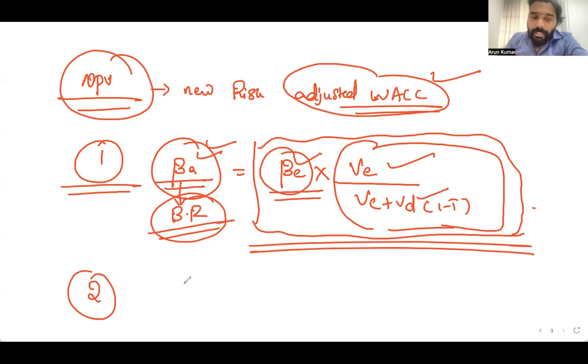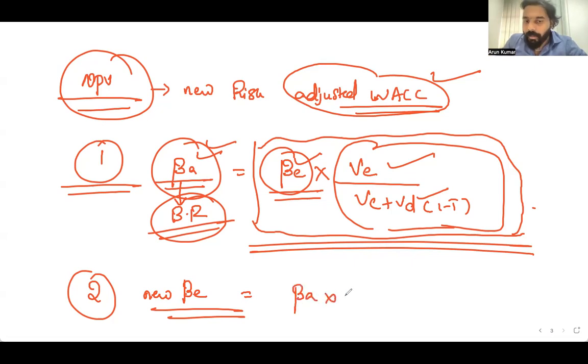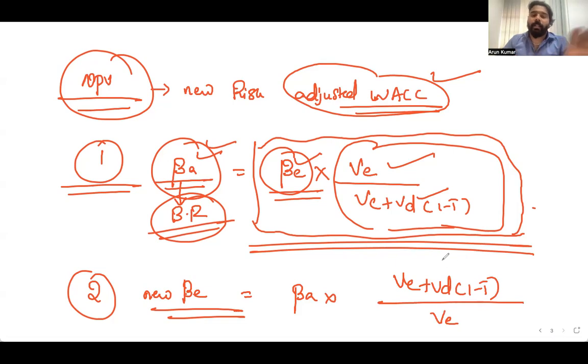Once you get that beta A, the next step is calculating a new beta E, that is the risk adjusted beta E. So how will you calculate it? You can just rearrange the same equation. Beta E is equal to beta A multiplied by value of equity plus debt into 1 minus T, divided by value of equity.